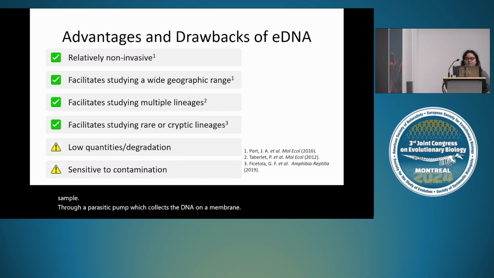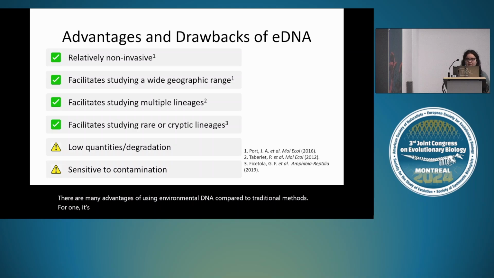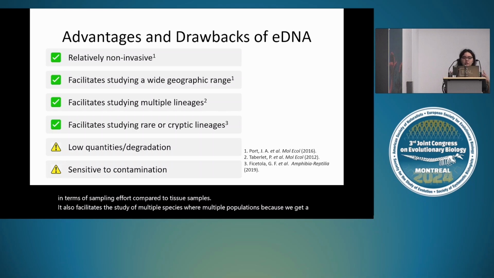There are many advantages of using environmental DNA compared to traditional methods. For one, it's relatively non-invasive and doesn't cause a lot of harm to the organisms. So, like I mentioned, one of these populations is listed as threatened, so reducing harm to the organisms where and whenever we can is important. Additionally, using eDNA is more efficient in terms of sampling effort compared to tissue samples. It also facilitates the study of multiple species, or multiple populations, because we get a more proportional sample of the entire community, whereas with tissue samples, we are restricted to the organisms that we're able to catch, which means that we might be missing some diversity.